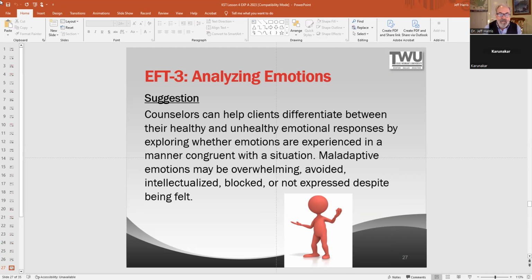Maladaptive emotions may be overwhelming, avoided, intellectualized, blocked, or not expressed despite being felt. And here's where you're going to use some of your empathy. We talked about empathy being an emphasis in client-centered therapy that was integrated into emotion-focused therapy. So for congruence with the situation, you're going to use your emotional reactions as a gauge. So if someone is very angry at something that you don't understand, that's a gauge for maybe this is a maladaptive reaction.